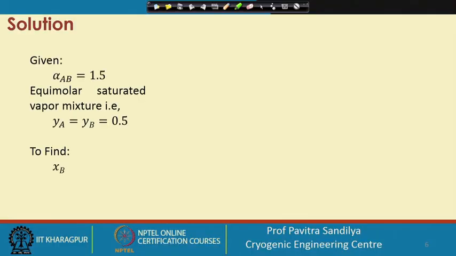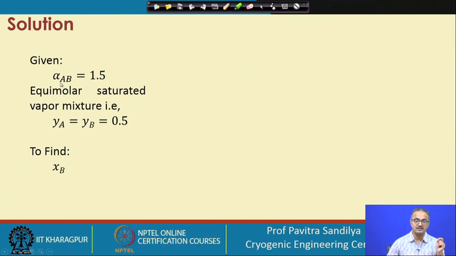In this case, alpha AB is 1.5 and the vapor mixture is equimolar. Equimolar means the mole fraction of A is equal to the mole fraction of B, and because the summation of the mole fractions is always 1, we divide 1 by 2 and we get the mole fractions of A and B as 0.5. And what we have to find out? We have to find out the mole fraction of B in the liquid phase.